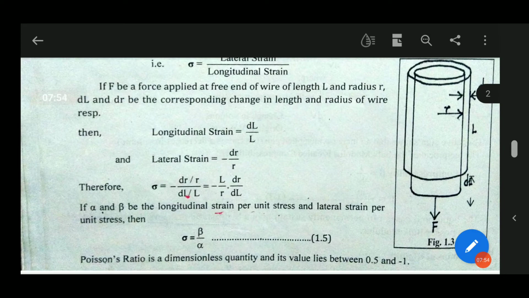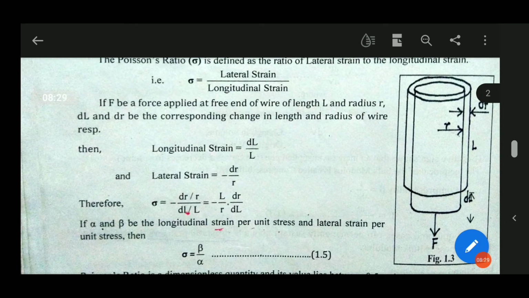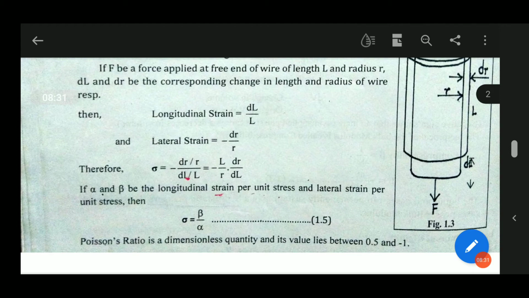If alpha and beta are the longitudinal strain per unit stress and lateral strain per unit stress, then sigma is equal to beta upon alpha. Suppose the longitudinal strain per unit stress is denoted by alpha and the lateral strain per unit stress by beta. So Poisson's ratio is beta upon alpha. Poisson's ratio is a dimensionless quantity and its value lies between 0.5 and minus 1. Okay, you understand?